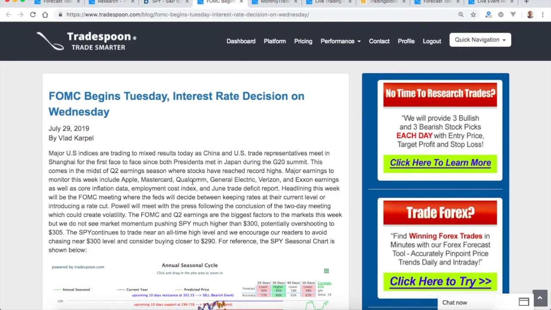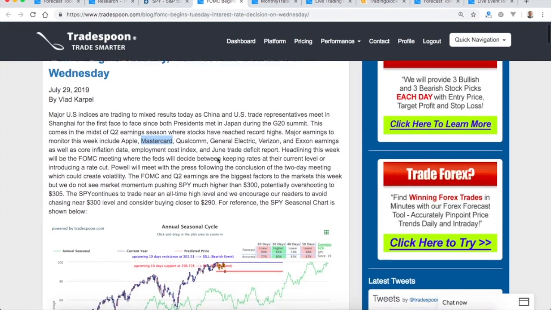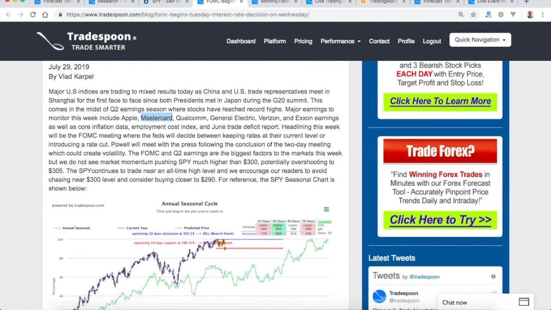Looking at what drives the market, the interest rate decision will happen tomorrow. Keep an eye at 1 p.m. Eastern. We have earnings from Apple, Qualcomm, General Electric, Verizon, and Exxon Mobil. Mastercard already announced earnings. So we're still in the middle of the earnings season. I think 85% of the companies beat the estimates, so that's a positive formation for the bulls.